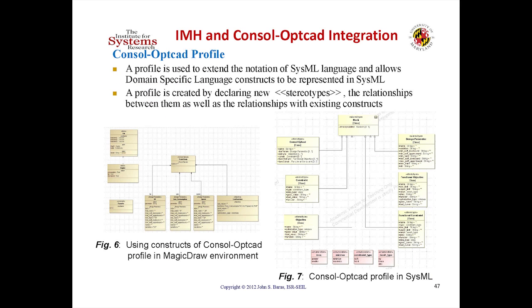So we link this by constructing a profile of Console OptCAD in the Magic Draw environment. This now links the trade-off analysis with SysML. SysML was linked to the modeling via the parametric diagram of SysML. The reason the people introduced parametric diagrams in SysML was precisely so you can capture parameters and be able to do design space exploration. So this fits that idea.